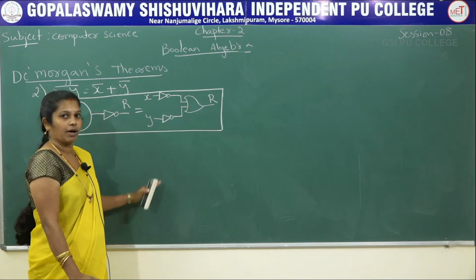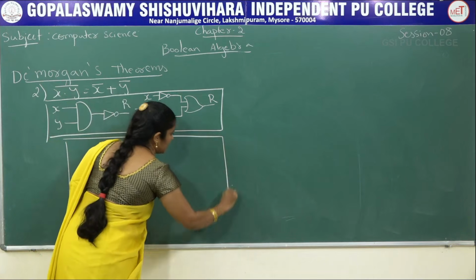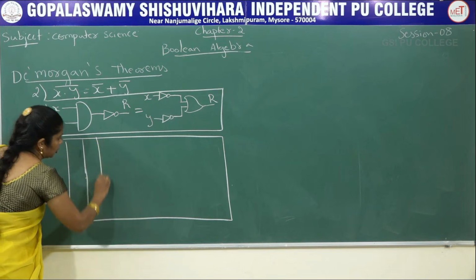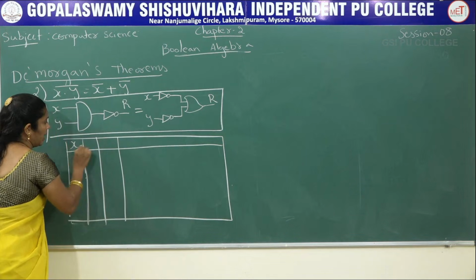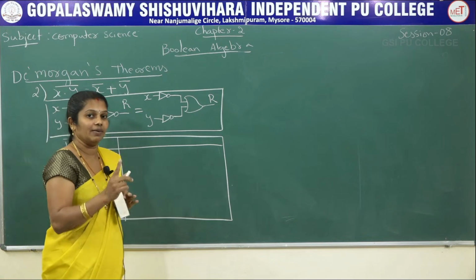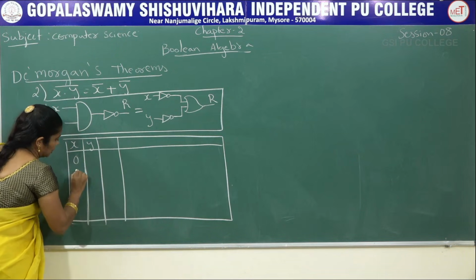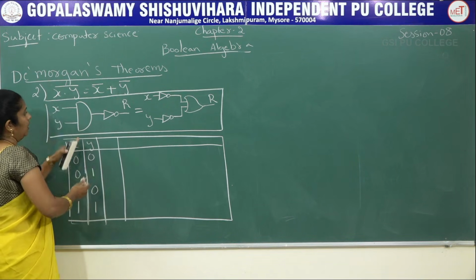Next we will prove this by using the truth table. In the truth table, how did we explain the first one? In the same pattern here also we will explain. How many variables here do we have? Totally 2 variables, that is x and y. How many combinations will we get? 4 combinations. If you have 3 variables, 8 combinations you will get. Then 2 zeros, 2 ones, 0 1, 0 1.